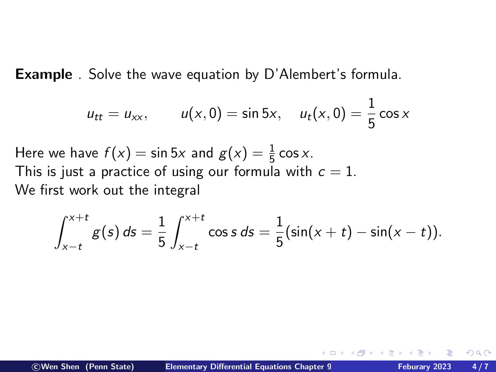We know in the formula there is this integral of g. Let's work that out first. We integrate from x minus t to x plus t of g of s. Putting in the expression for g, which is the cosine function, with the factor one-half in front. The antiderivative of cosine is just sine, and the sine function is evaluated at x plus t, and then at the other end, x minus t, with a minus sign in front.